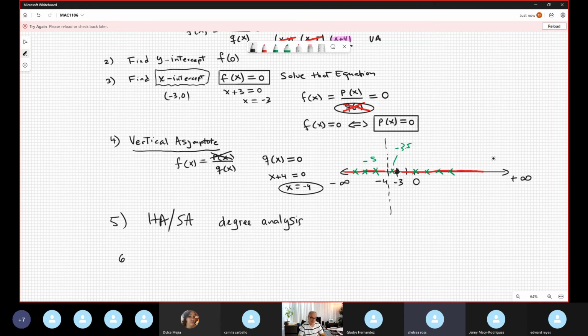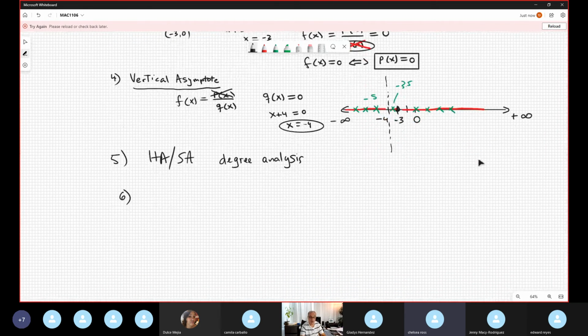Number 6. We are almost finished, guys. Number 6 is to analyze what I want to call the test of symmetry. Frequently, the students forget. Very important. I want to explain why. The test of symmetry is to determine if the function is even, odd, or neither.